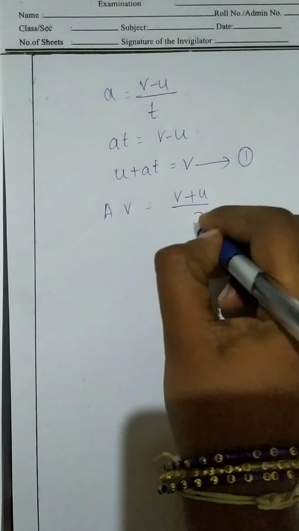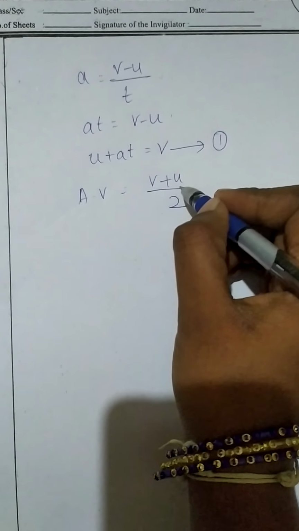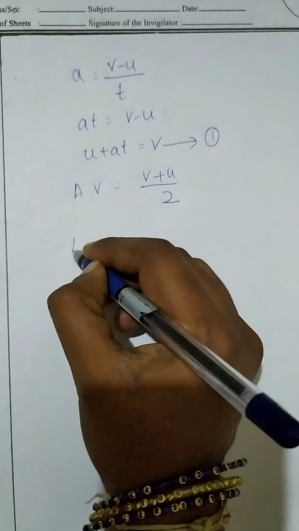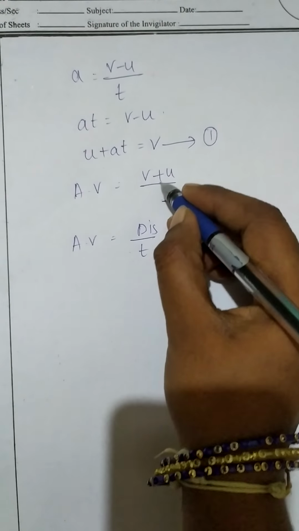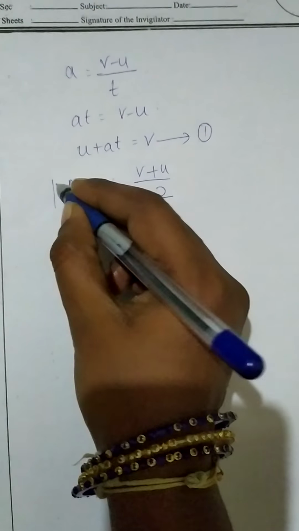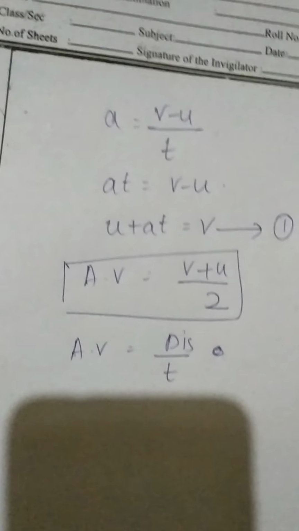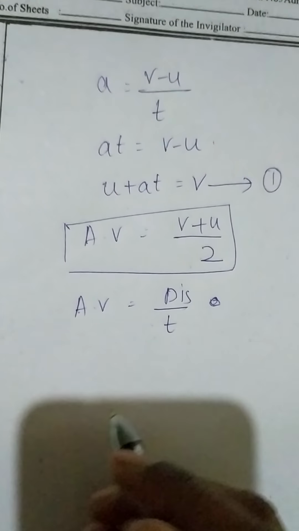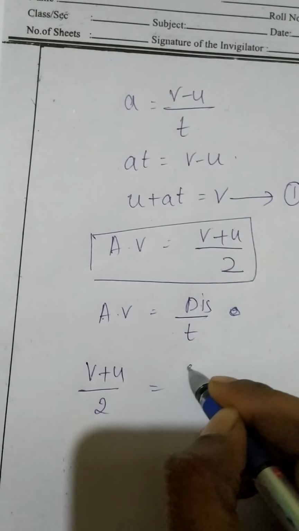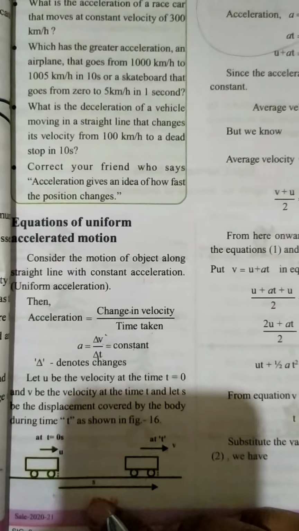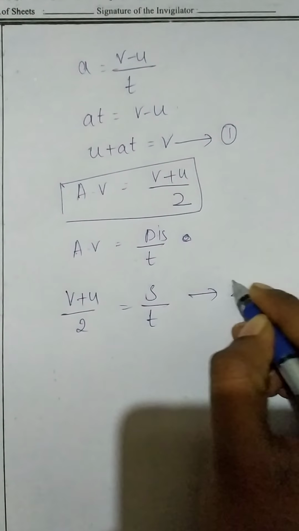(v plus u) by 2 is the average velocity formula. But we know average velocity is nothing but displacement by time. So the value of average velocity is this one. Substitute here: (v plus u) by 2 equal to displacement s divided by t. Take this as equation 2.